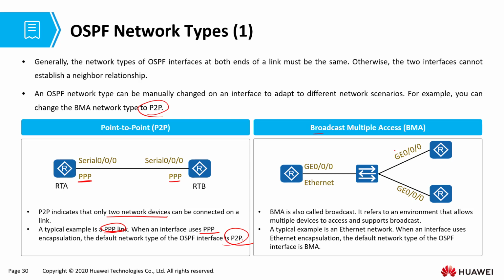Now, we have the broadcast multiple access. Multiple access means that different devices are accessing that same link. In this example, we have this interface. When you send out a packet there, it can either go there or it can go there. Sometimes there is even another one. Or it can go there. This is a multiple access kind of network. Broadcast multiple access, also simply called the broadcast OSPF network, is an environment that allows multiple devices to access, and it supports broadcasts. Broadcasts are packets that are sent by the sender for everyone on the network to receive them. A typical example is the Ethernet network, and when an interface uses Ethernet encapsulation, the default network type for OSPF is going to be broadcast multiple access.